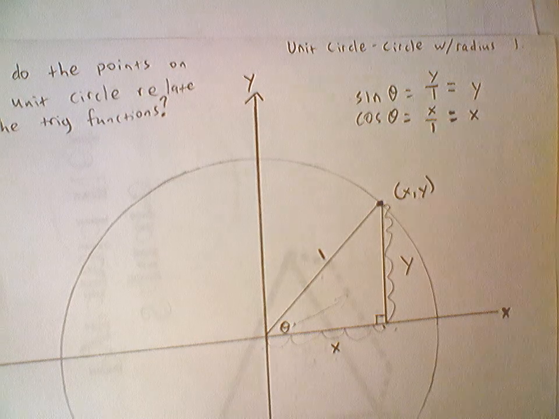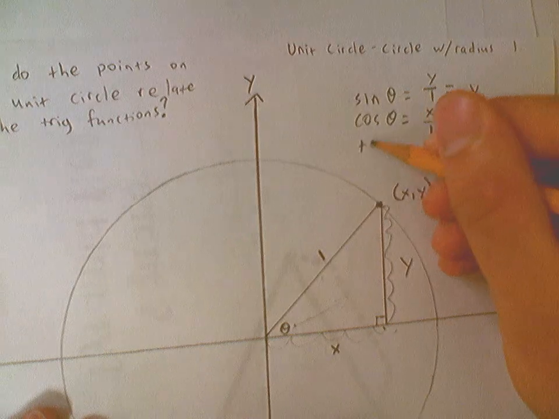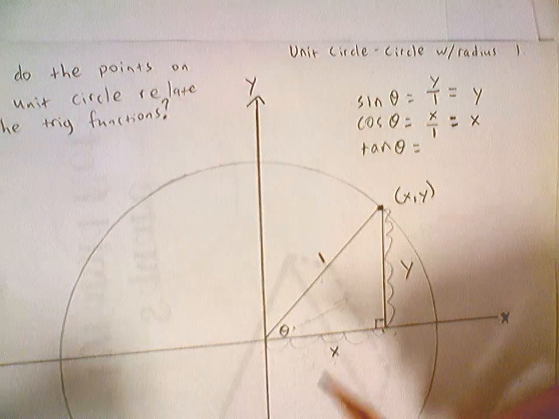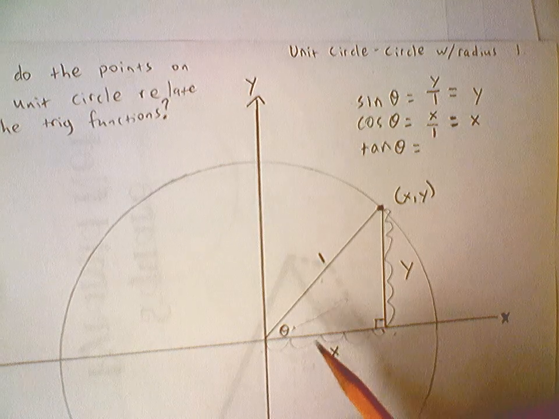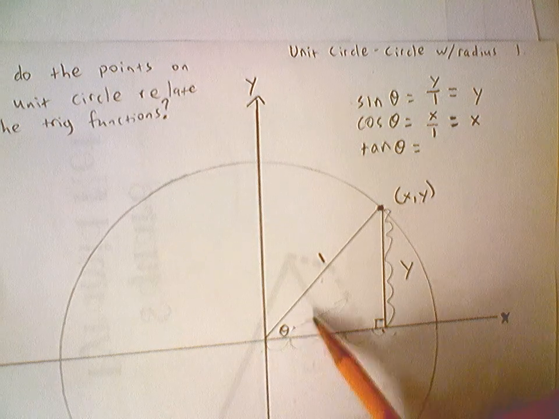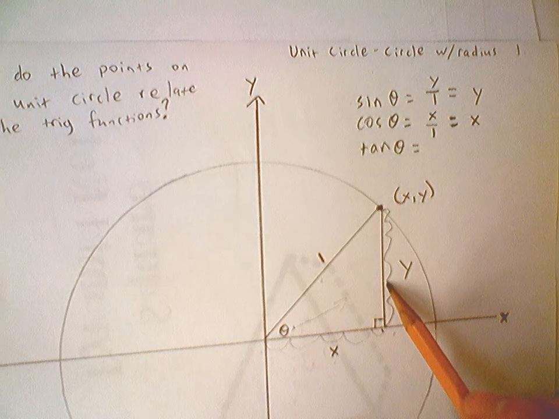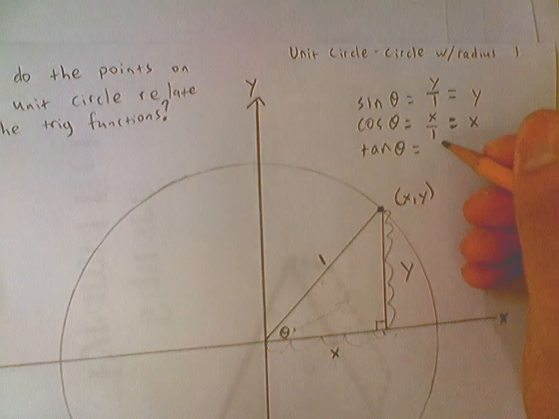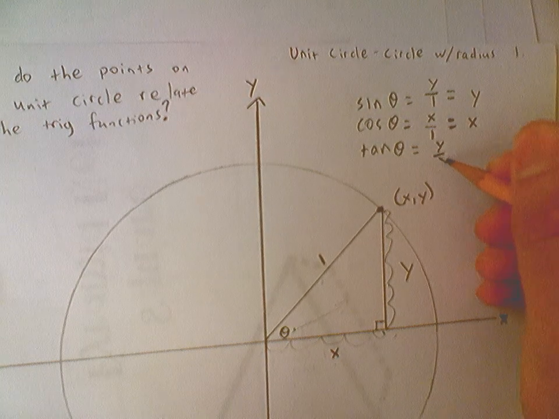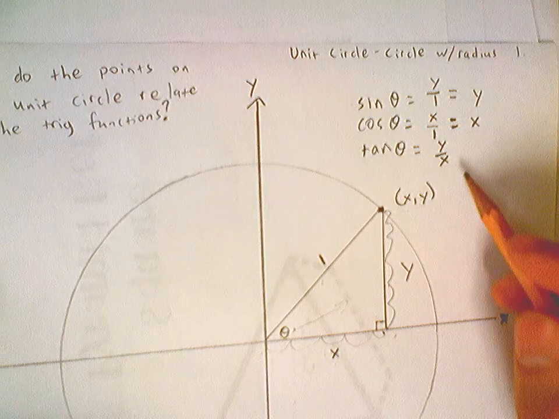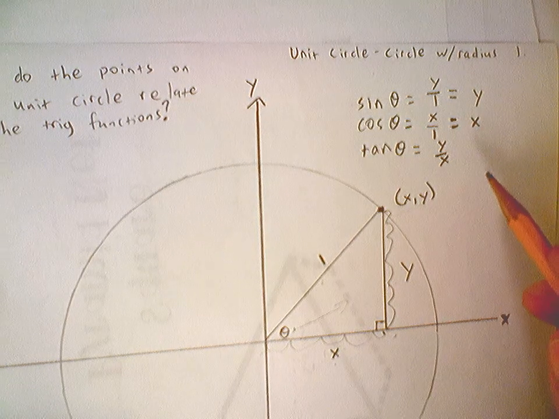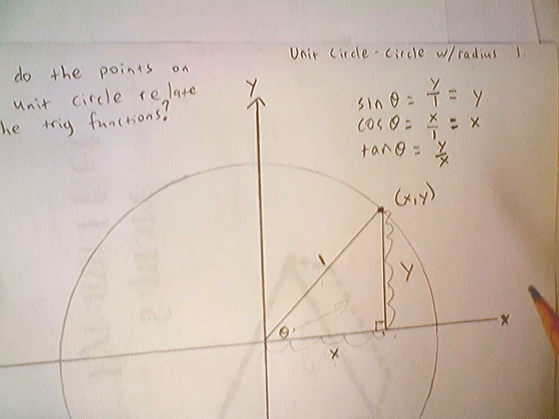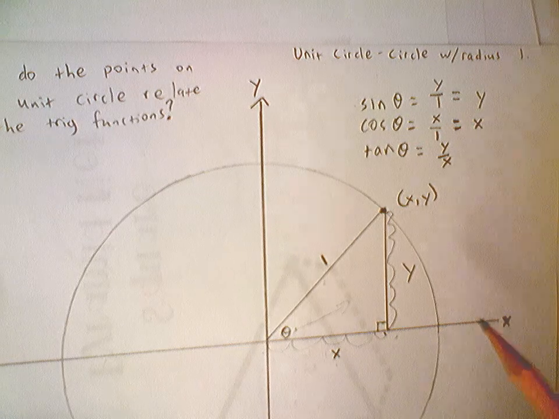So what about tangent? Let's see if we can figure out tangent. Tangent of theta equals, again, I'm just going to use the definition that we've already learned. Tangent of theta is defined as the opposite side over the adjacent side. So y over x. Obviously not anything we can simplify here, but we've still got our result. Tangent of theta equals y over x.